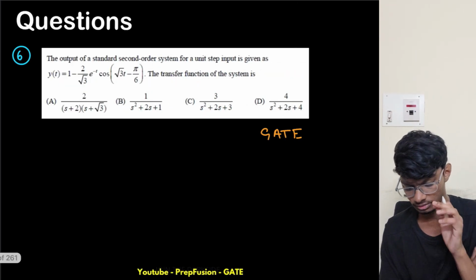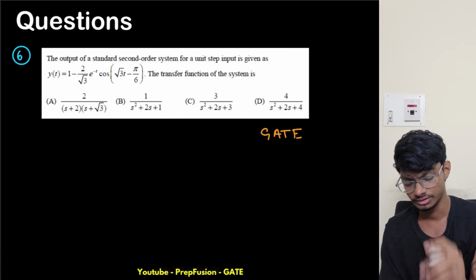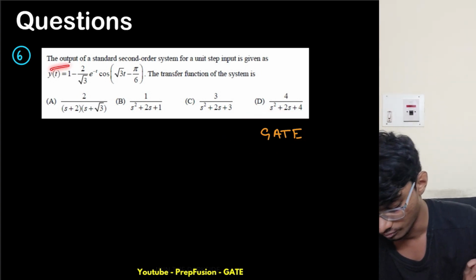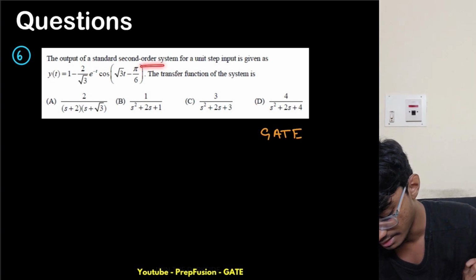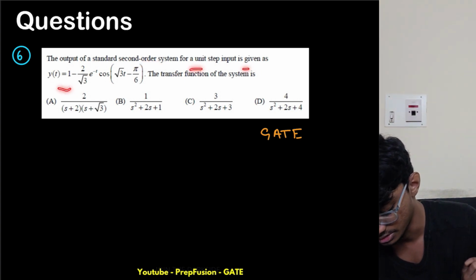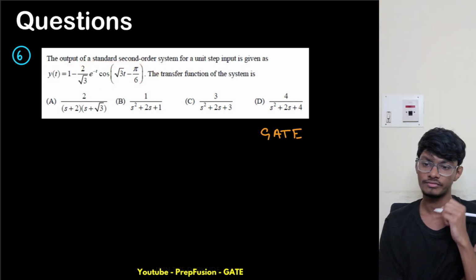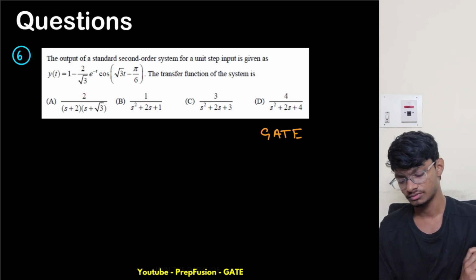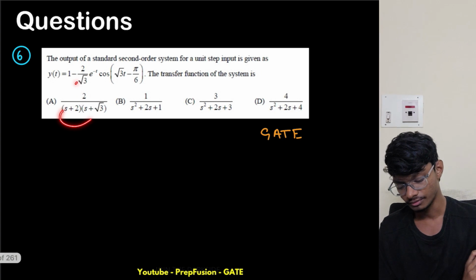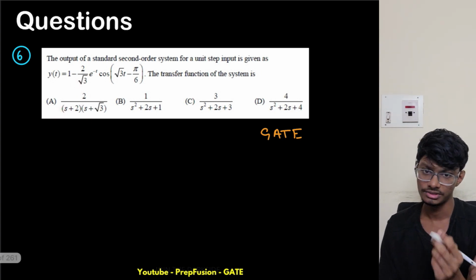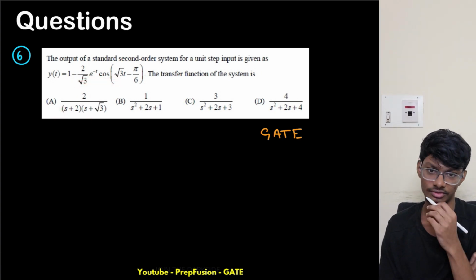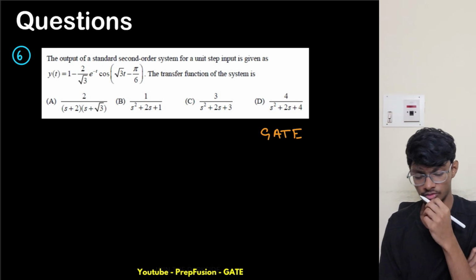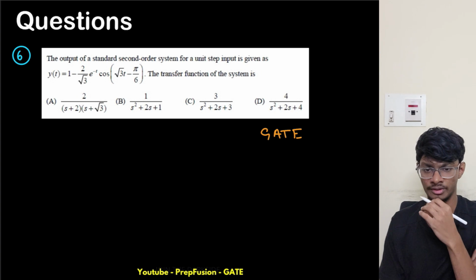Now let's solve this question. This question is very interesting, and it is also another GATE question. What is this question telling us? The output of a standard second order system for a unit step input is given like this one. We have to find the transfer function of the system. One option is obviously to take the Laplace inverse of this one and solve. No issues. But can you solve it a bit quicker?